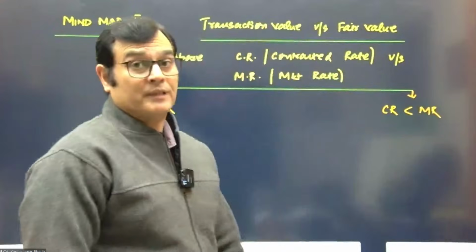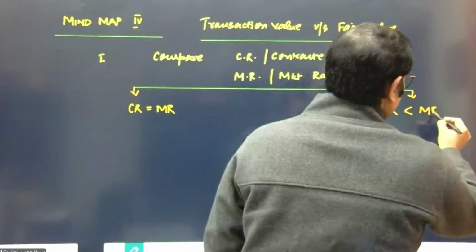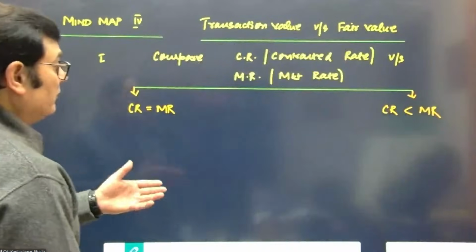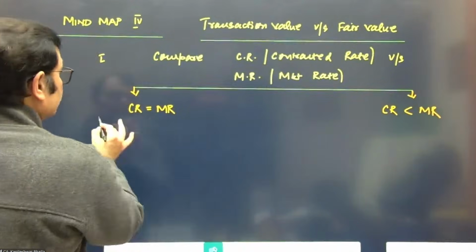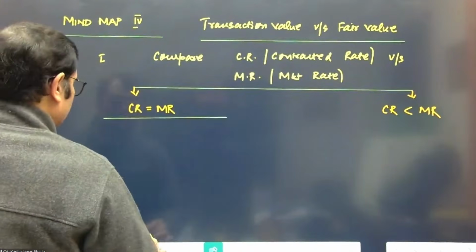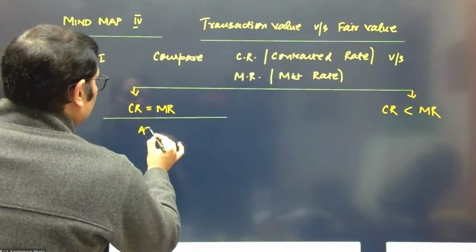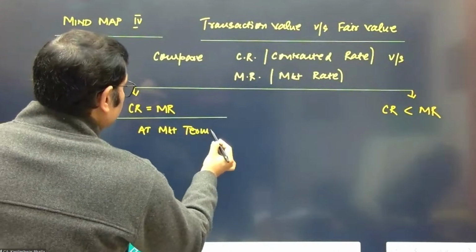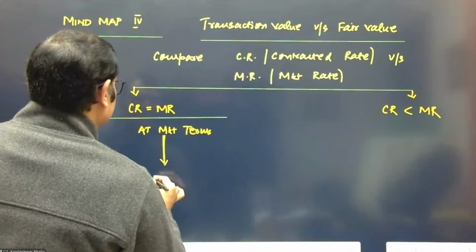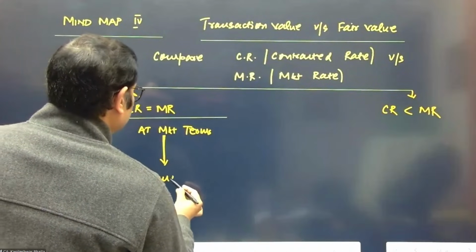It cannot be the other way around. The CR could never be greater than the market rate. People will not enter into transactions at that rate. So when the CR is equal to MR, this means it is at market terms. And if it is at market terms, the transaction value is equal to the fair value.